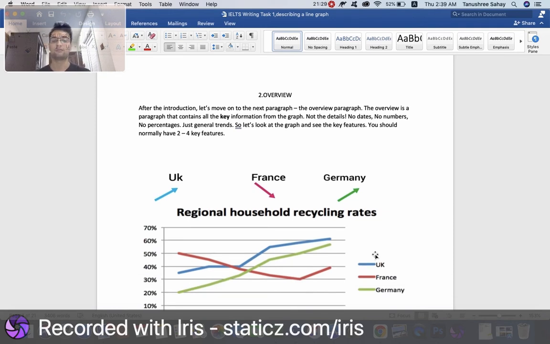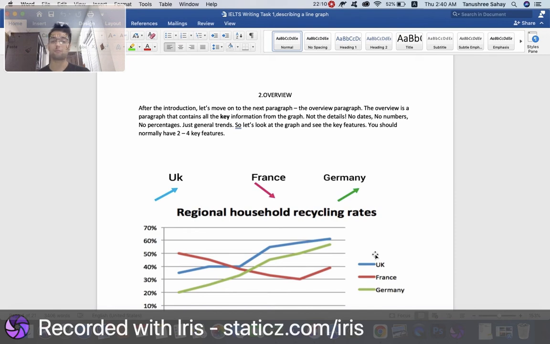After the introduction, let's move on to the next paragraph, which is the most important paragraph in your IELTS task 1. So this is the overview paragraph. And as we learned before, the overview is a paragraph that contains all the key information from the graph. Not the details, but the key information. A graph or a pie chart or a bar chart contains key information and some details. So key information is just kind of an overall overview of your graph.